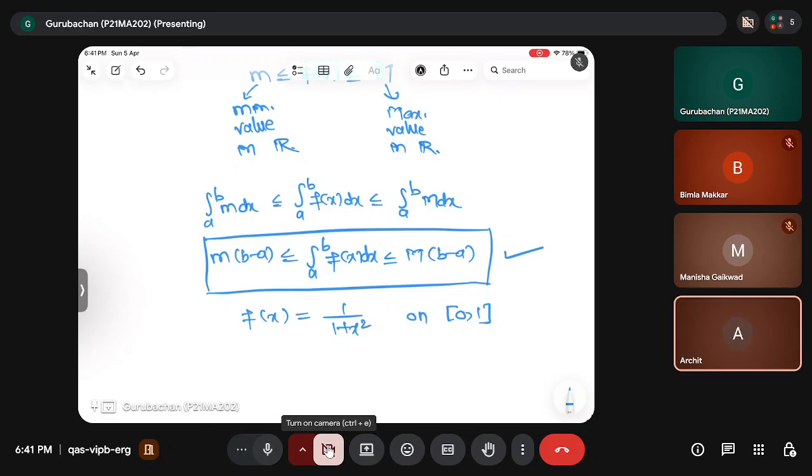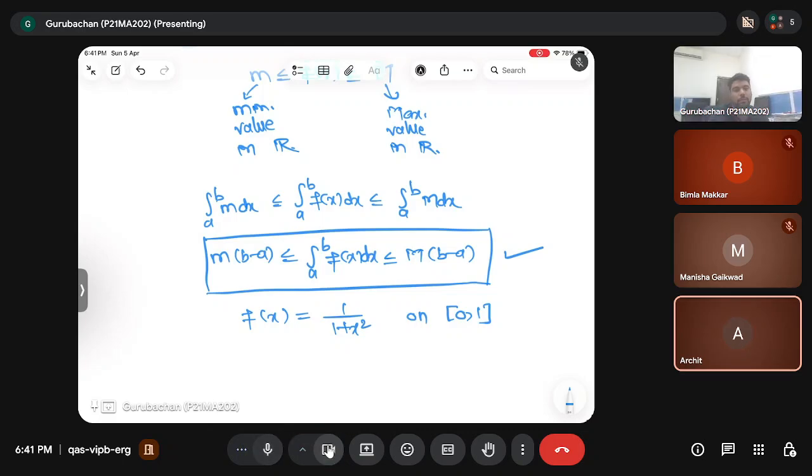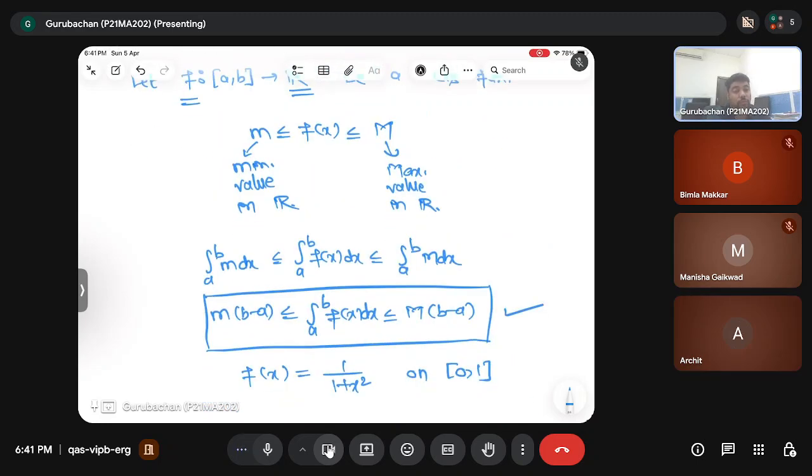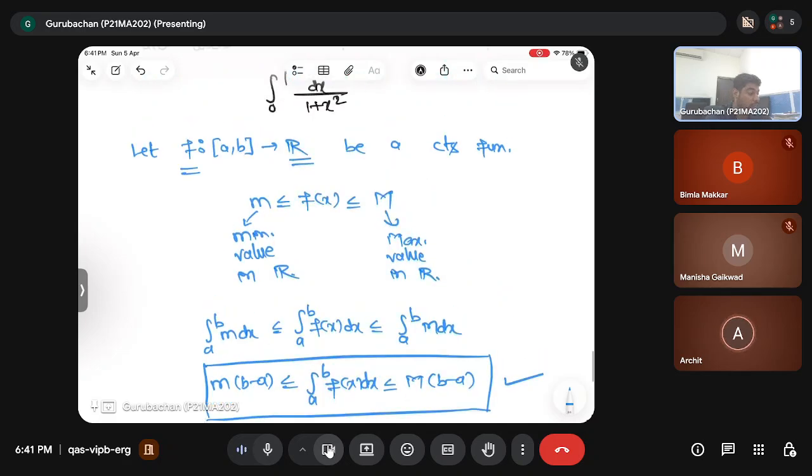Sir, Sachin, if the function is log x, then how will you find the minimum value? Log x. What will be the interval? Where are you defining it? Sir, 0 to 1. Observe, I am keeping it as a compact interval. Is log 0 defined?